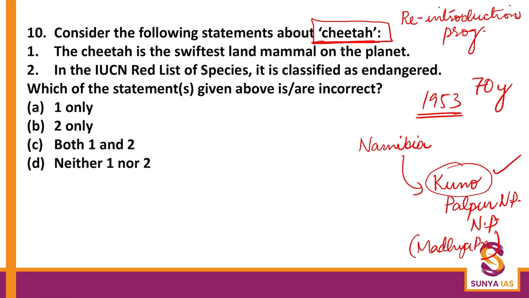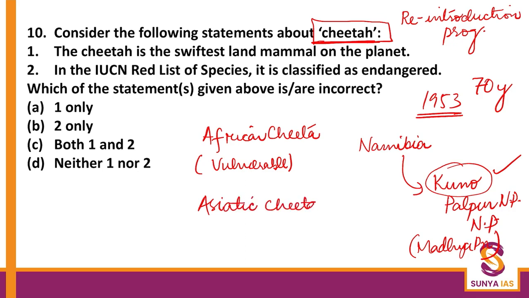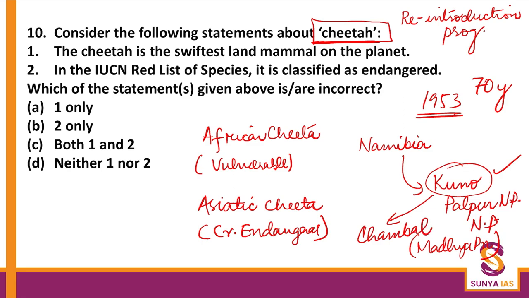Let's talk about cheetah. African cheetah, class. There is a large population of it. African cheetah has the status of vulnerable. Whereas Asiatic cheetah is critically endangered. Okay, about Kuno Palpur National Park, the Kuno River is a tributary of the Chambal River and flows through the park. Remember this. This park also has leopard, jackal and chinkara populations along with it.